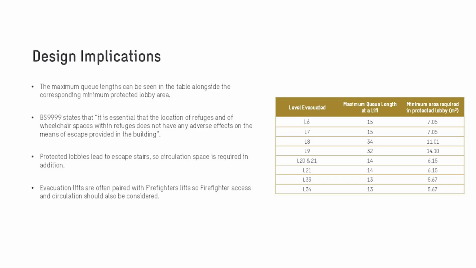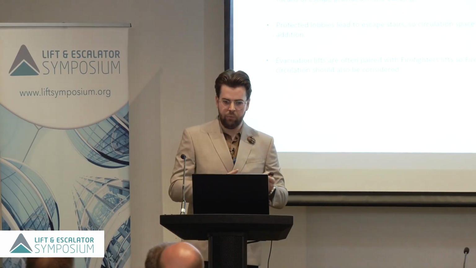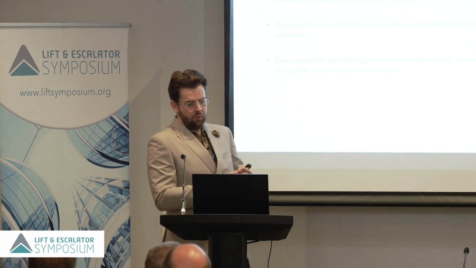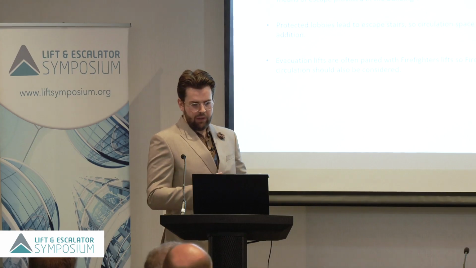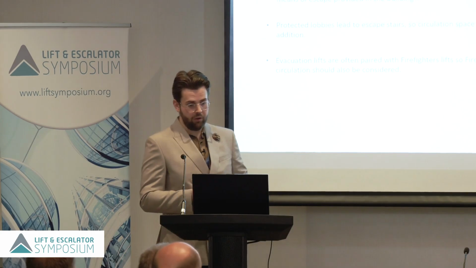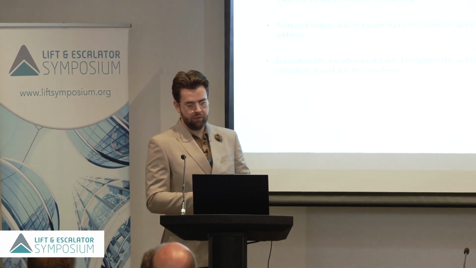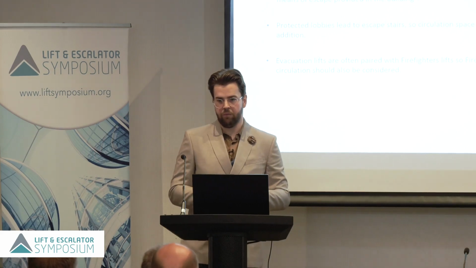So, design implications. We are designing a building. So what are the knock-on implications that we've discussed? Well, the maximum queue lengths can be extracted, and we know how many people are there, and we can assign the associated area in line with the agreed areas. But that's queuing at the protected lobby. So BS 9999 states that it is essential that the queuing space does not have any adverse effects on the means of escape for the building.